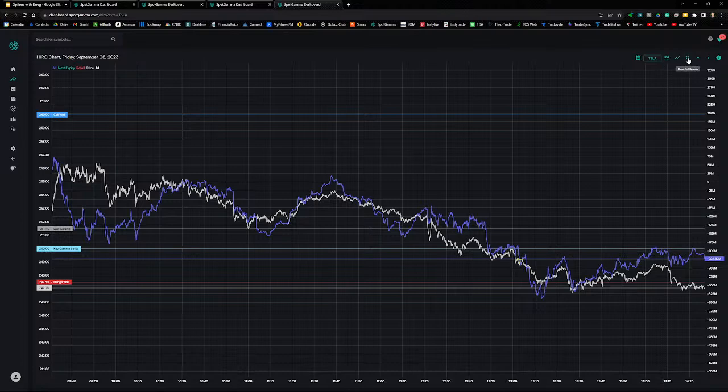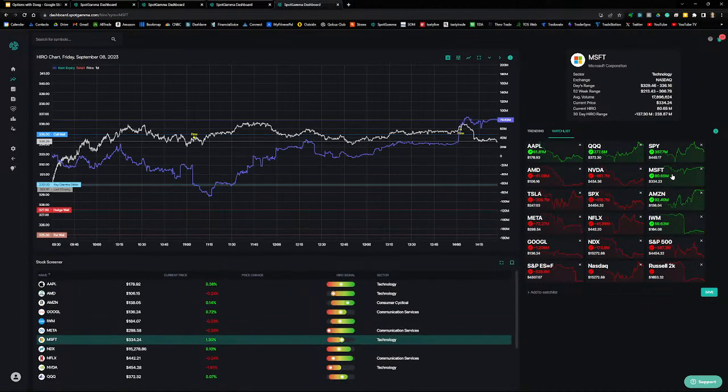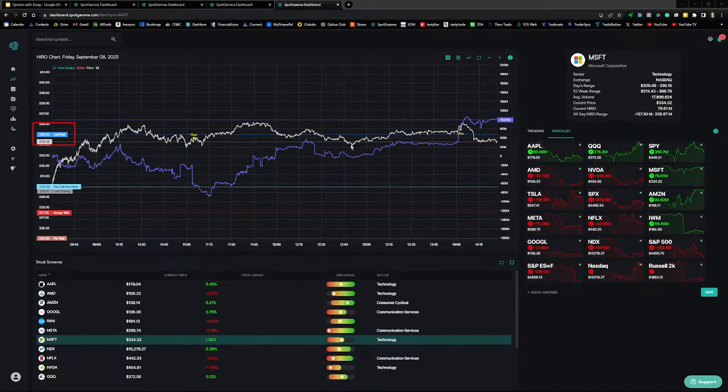All right, let's take a look at a couple of other stocks. I want to see, first of all, Microsoft. Note that 335 is the call wall. It really looks like price has hung around that level.